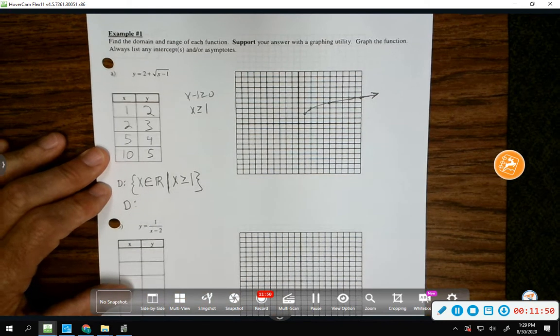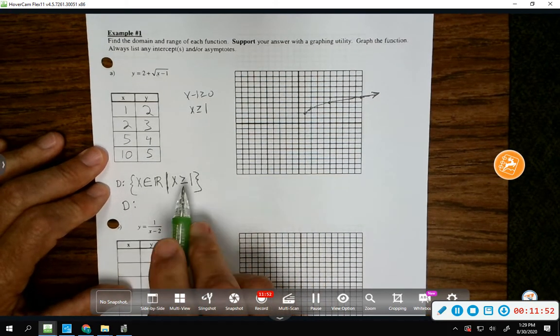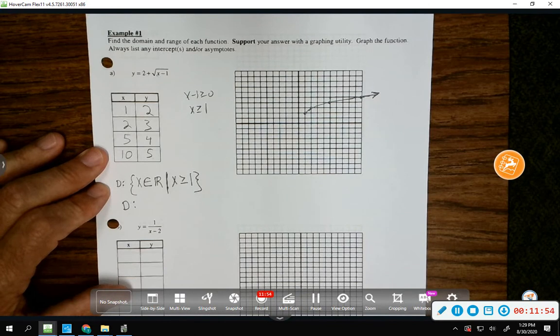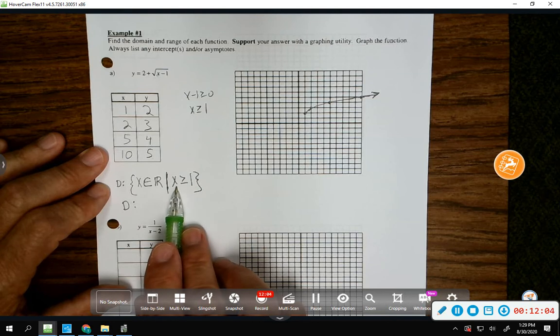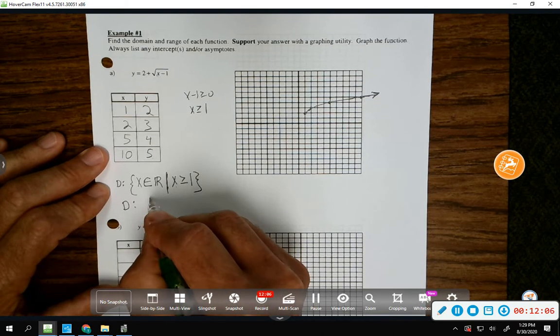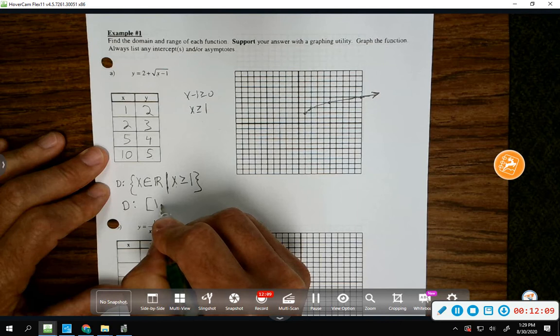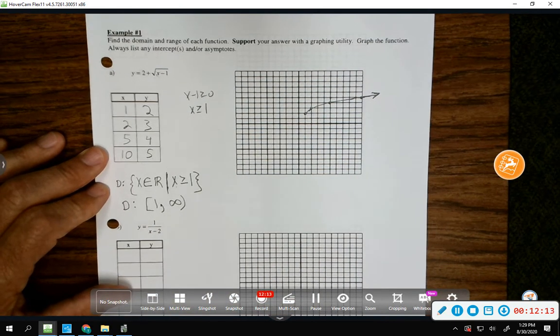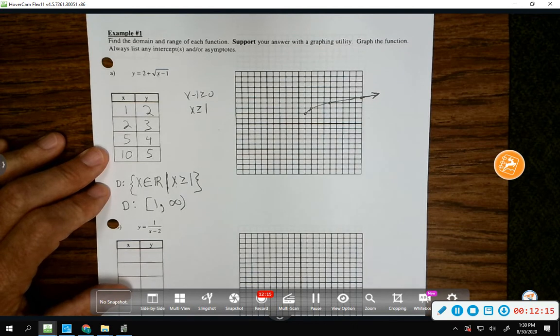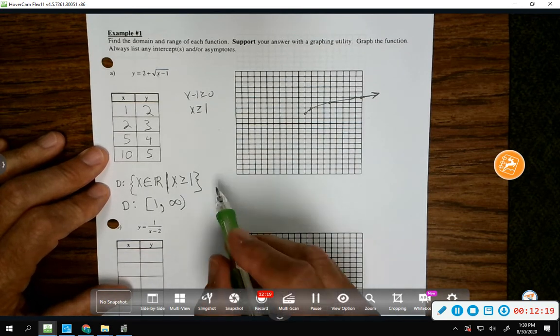Remember, interval notation. If we have an equal to, it has to be bracketed. If we don't want to include the number, it's parenthesized. The smaller numbers on the left, the larger numbers on the right. Well, this one starts at 1, and then it can go to infinity. So that's how we write it. We go bracket 1, comma, infinity. Parentheses. Never ever bracket on infinity. Never. Okay? They also want us to state the range.